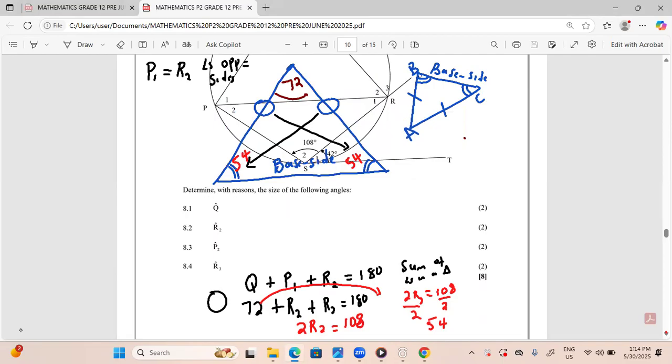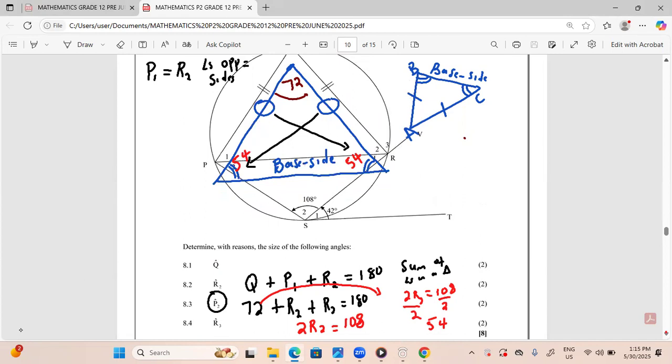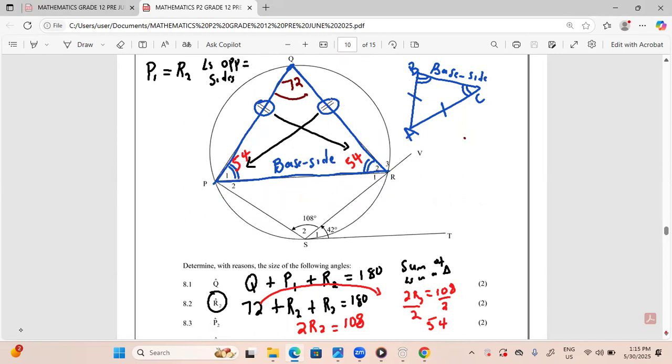Yes, they're looking for the angle P, or P2, sorry, P2. They're looking for the angle P2, which is this angle, this side. P2 is this angle. So how do we find the angle P2? Oh, this one actually I already solved it, guys.